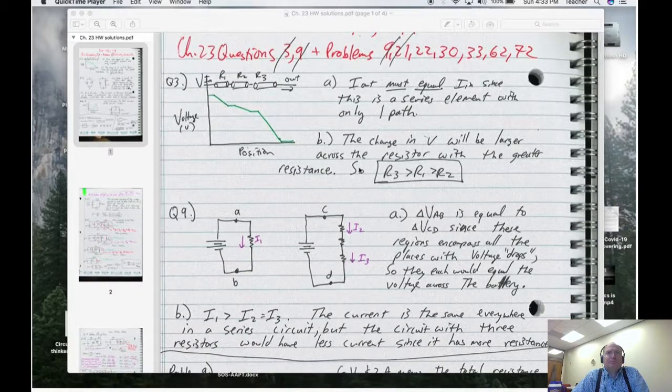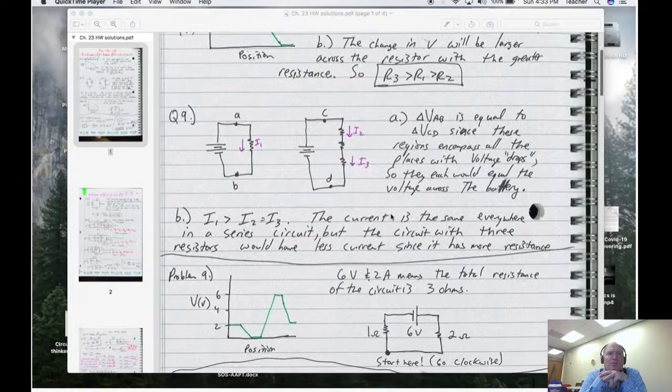For part B, if I look at this, the change in voltage has got to be larger across the resistor with greater resistance. So we know through Ohm's law that V equals I times R. If the current's the same through all these, then this, which is the steepest, would have the greatest resistance. This, which is the next steepest, would have the next greatest resistance, and this would have the least resistance. Cool. So R3 is greater than R1, is greater than R2.